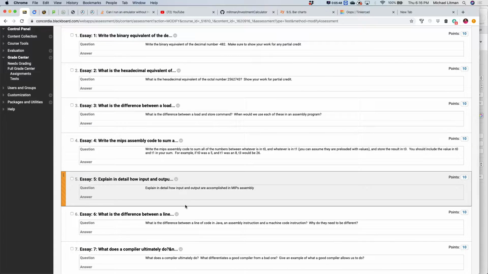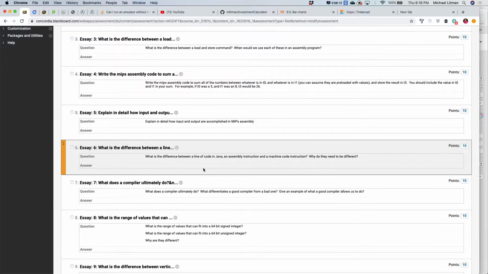All right. Explain in detail how input and output are accomplished in MIPS assembly. So for both of them, you load something into a certain register, which triggers it to go into input or output mode, right? And then it either dumps out from a register or says it's time to read in, and it reads in and puts the result into a register.